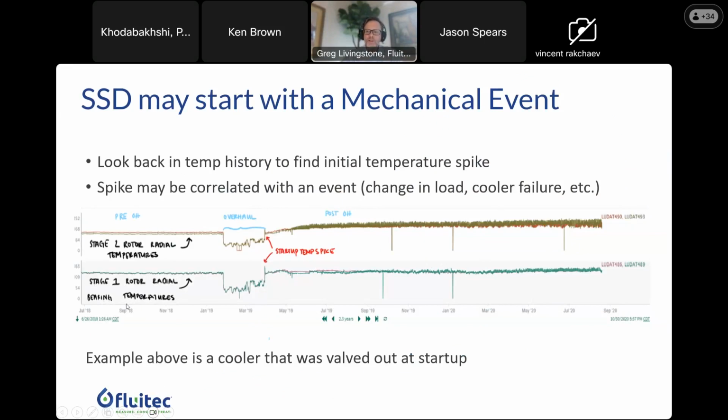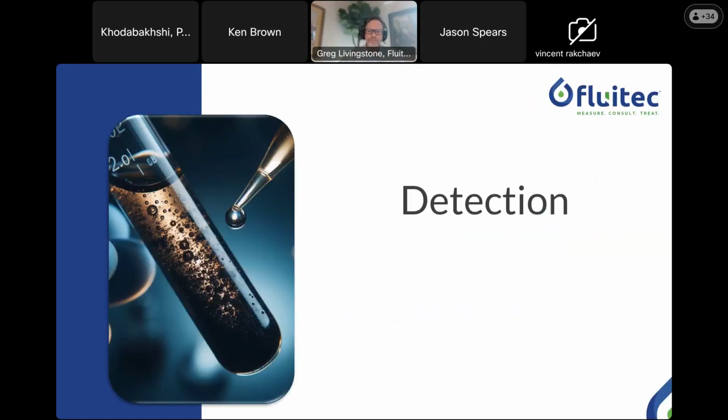There was a cooler that was valved out after startup, and it resulted in a little peak right here, a little bearing temperature excursion. Then we saw where the oil was under enough physical mechanical conditions for shear stress deposits to occur, and we saw this typical sawtooth pattern happening in the temperatures. So take a look for an event that could start this off. All right, so how do we go about detecting shear stress deposits?